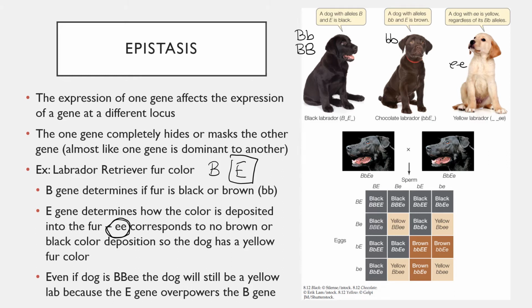So this yellow lab may have 2 dominant alleles to make it have black fur color, but because it is homozygous recessive for the E gene, that is hiding the expression of the B gene. So no matter what alleles it has for B, a puppy with little e is going to show up as a yellow lab.